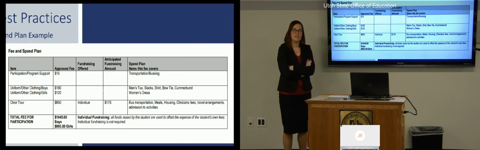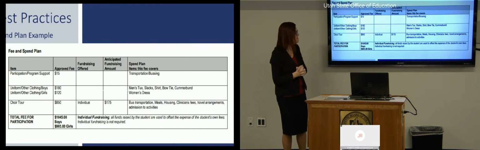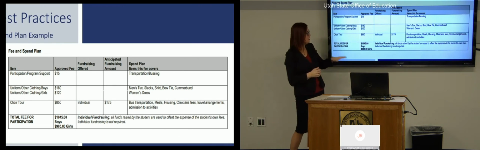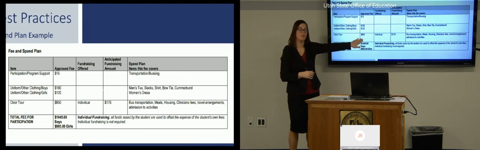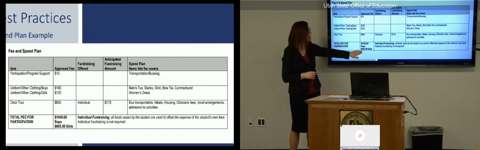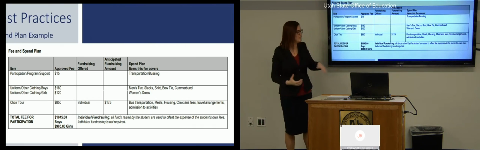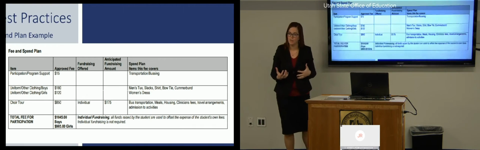So this one is just a different way of doing the delineation with the spend plan. They have their total, and they even broke it down for this activity. This is how much for the boys and for the girls. When you look at this as a parent, I can come in and say, why is there a difference? It comes down to the uniform, but that is given to me in that delineation.